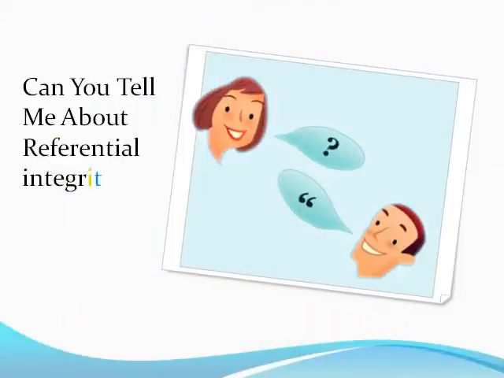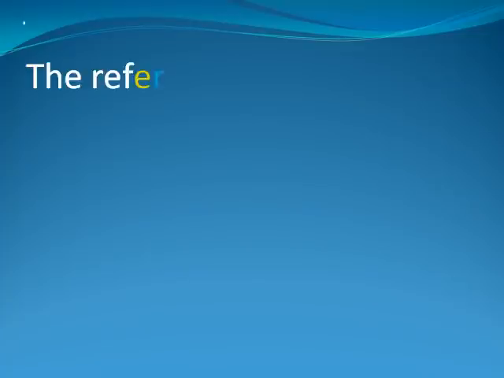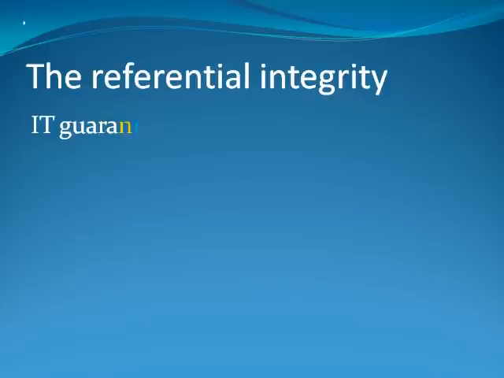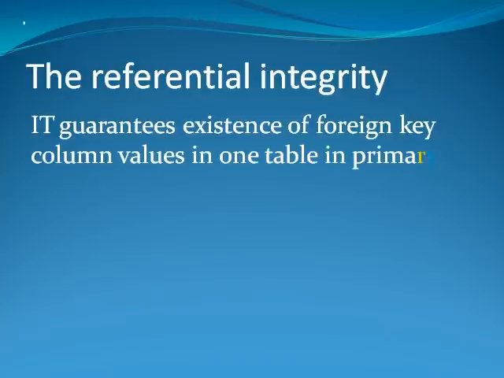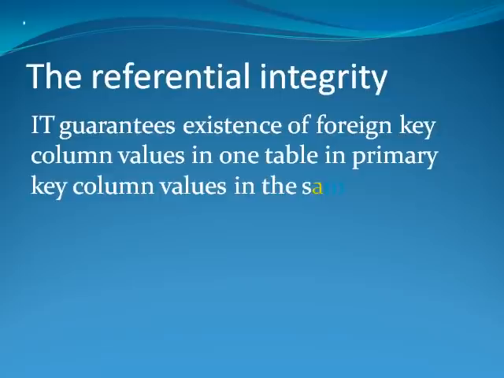Can you tell me about referential integrity relationship? The referential integrity guarantees the existence of foreign key column values in one table and primary key column values in the same table or in another table, as well as preventing the deletion of any parent row when its primary key value is used as a foreign key in any child row.